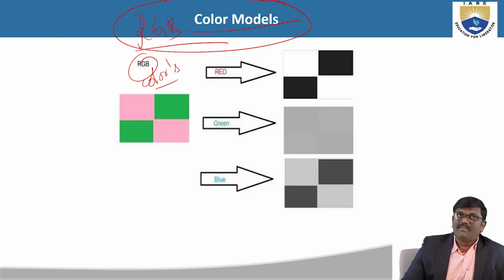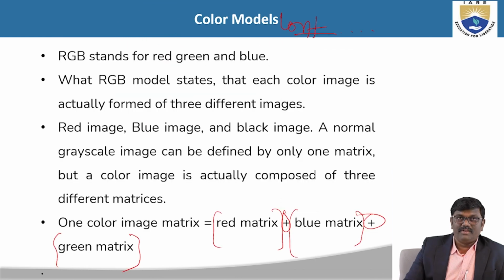What we want to understand about RGB colors? R means red color, from the previous slide. Let me show the previous slide. RGB stands for red, green and blue. So what does the RGB color model state here? That each color image is actually formed of three different images.